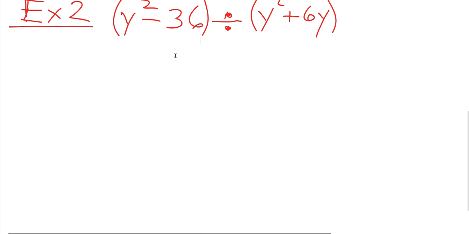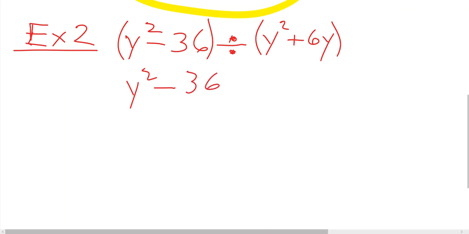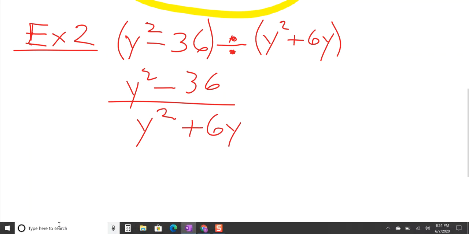Once again, the rule, as always, is factor. Let's get rid of that divide symbol. Go ahead and write it as a fraction. That'll be our first step. So we're going to write this now as y squared minus 36 divided by y squared plus 6y. Okay? And then that can further be simplified.